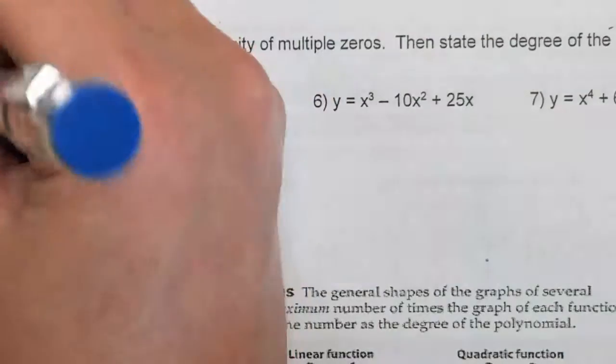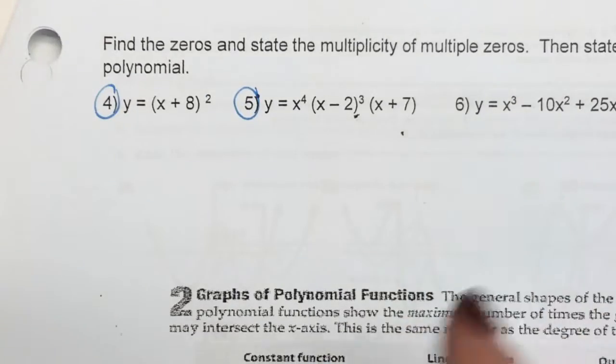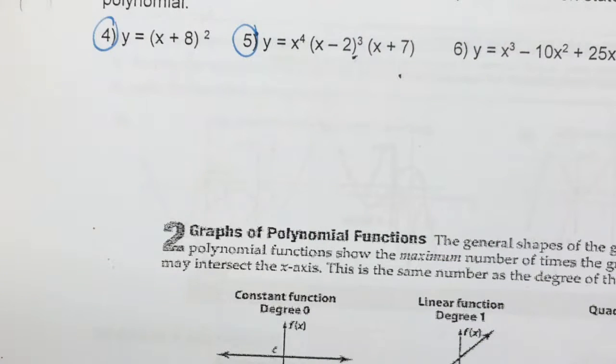I want you to do number 4 and number 5 on your own. All I want you to do is just find the zeros. Find the zeros, what we just did. So Ms. Price, if you'll go ahead and pause it while they work on those, and then you can unpause it when they're done.